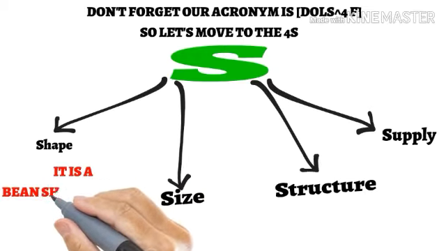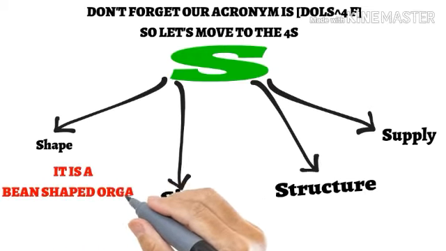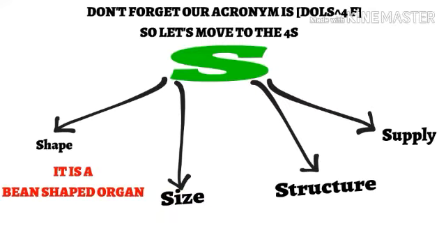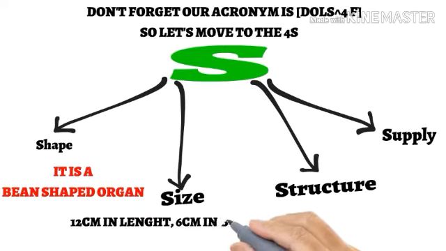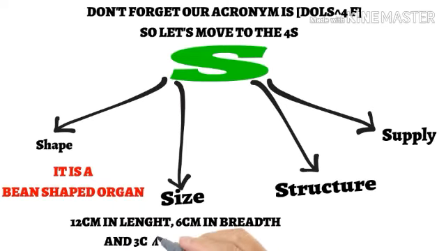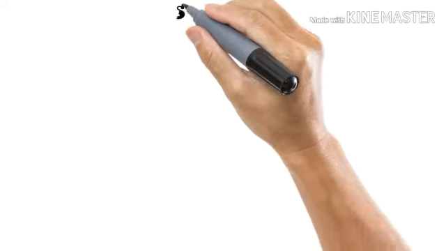So we realize the reason why I said the supply is not the least, but let's continue. So the shape of that organ, we are still using kidney as a case study. You can just say it is a bean-shaped organ. And going to the size, if my memory serves me right, I think it's 12 centimeter in length, 6 centimeter in breadth, and 3 centimeter in thickness. So that's how you illustrate it, and that's how you give your details.